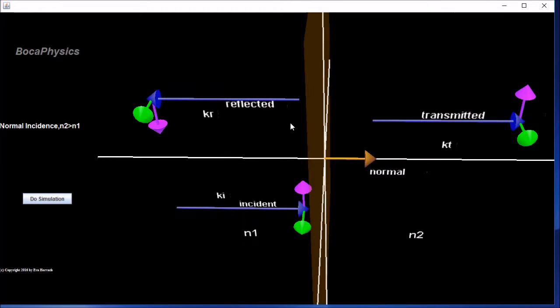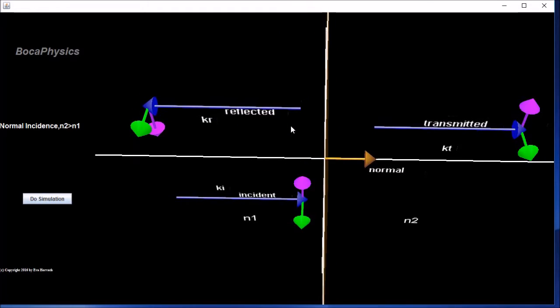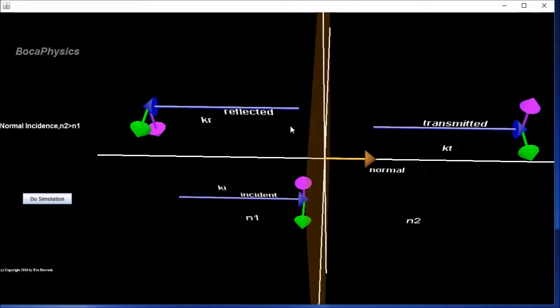If n2 is larger than n1, then the electric field of the reflected wave is 180 degrees out of phase with respect to the electric field of the incident wave. The magnetic field of the reflected wave now points out of the screen. The transmitted wave is, of course, in phase with the incident wave.